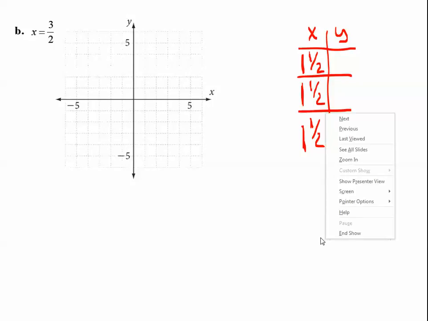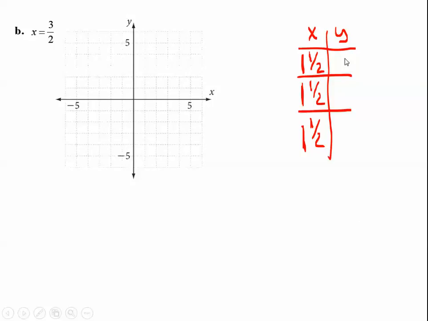Okay, so let's go to here then. Since there's no restriction for y's, guess what? What do we get to plug in for y? Anything we like. So how about a 0, a 3, a 5, a -2, a 6, a 1, whatever. Plug in whatever you like. Okay, now that you got those coordinates, can you graph it?